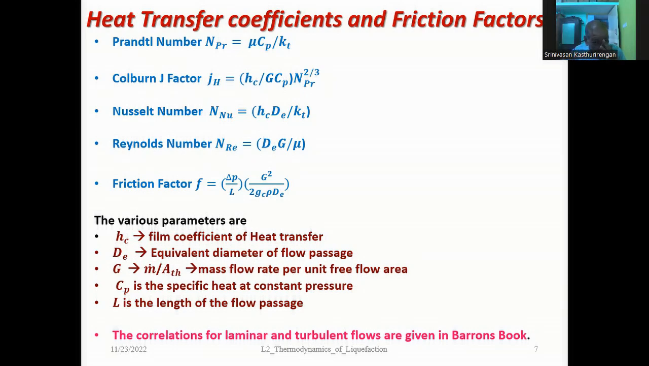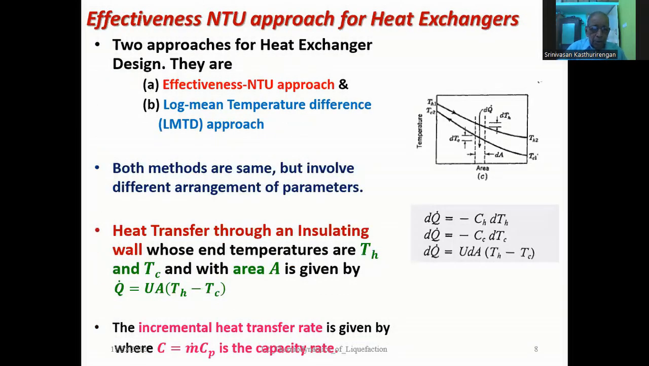Rho V is equivalent to your mass flow rate G. Now, there are a lot of correlations available for laminar and turbulent flows, and these are all given in the Randall Barron's book. Kindly have a look at them if you would like to do some calculations. There are basically two approaches for heat exchanger design: the effectiveness NTU approach, and the log mean temperature difference or LMTD approach.